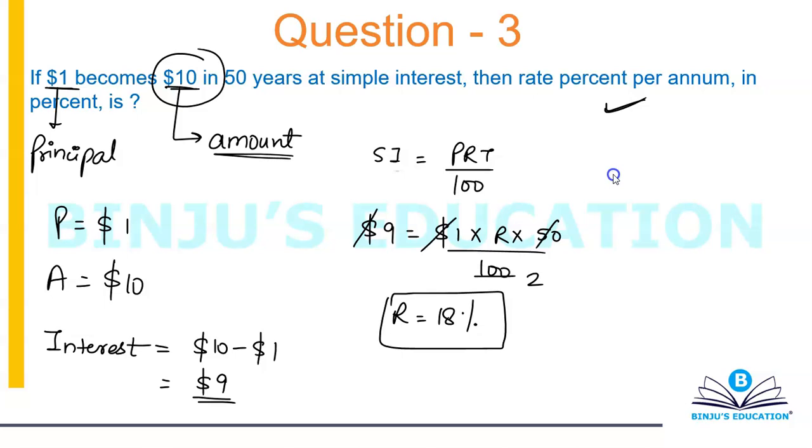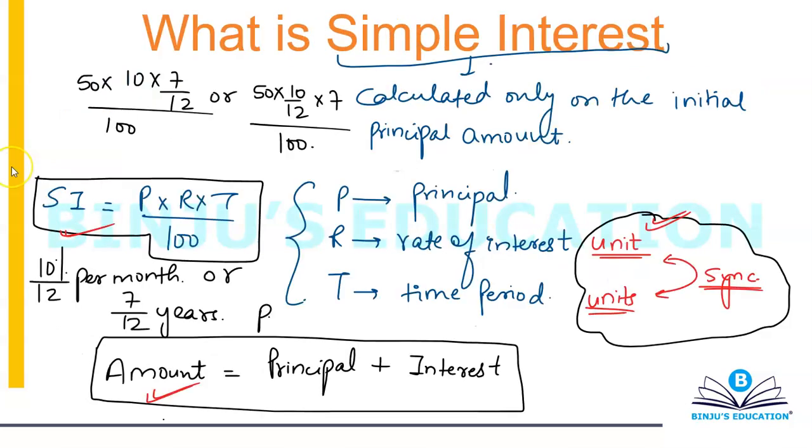So simple interest, frankly, it's very simple. As the name says, you just need to remember three things. That is how to calculate simple interest, how to calculate amount, and you just have to ensure that the unit of rate of interest and time period are in sync with each other. That's it, nothing else is required.